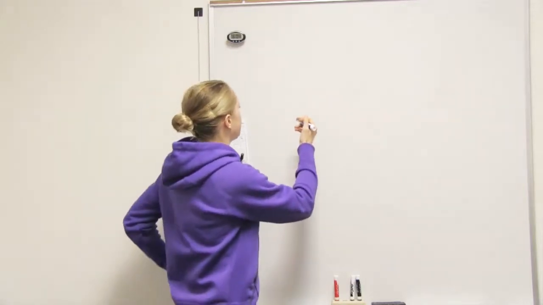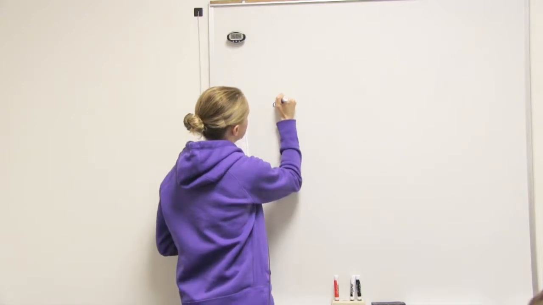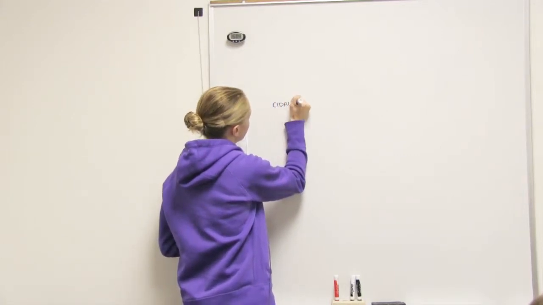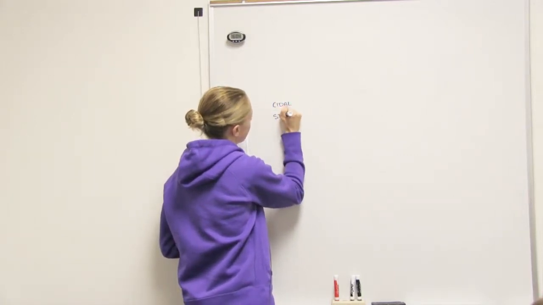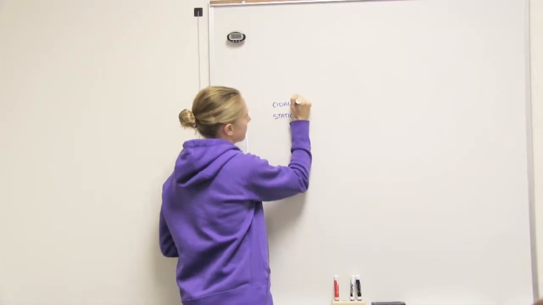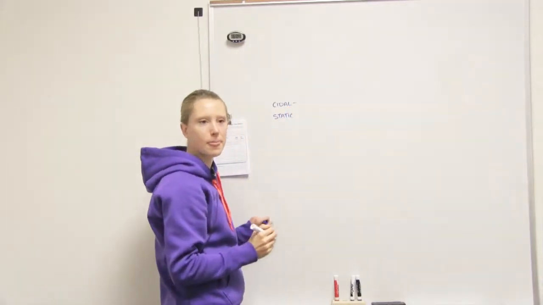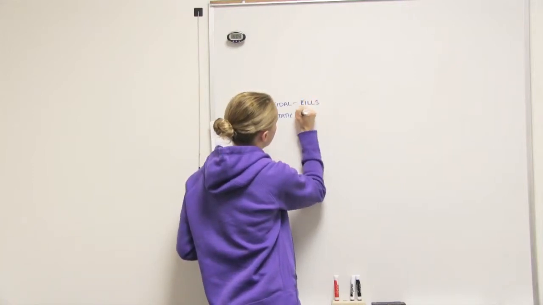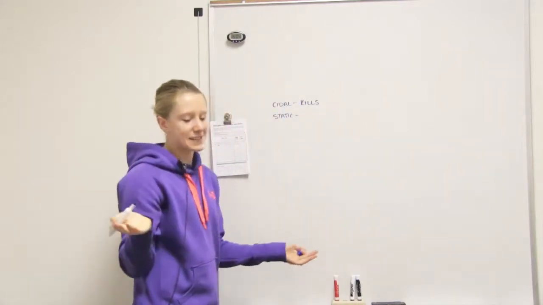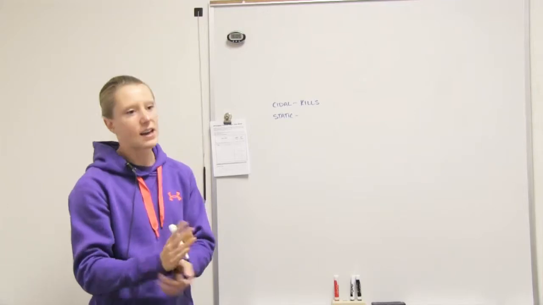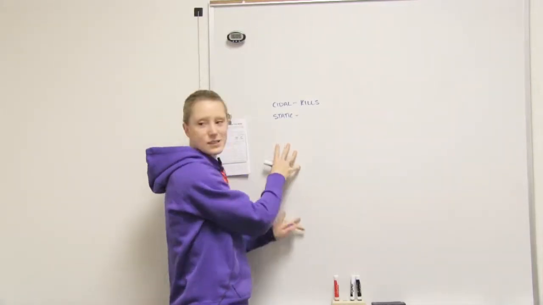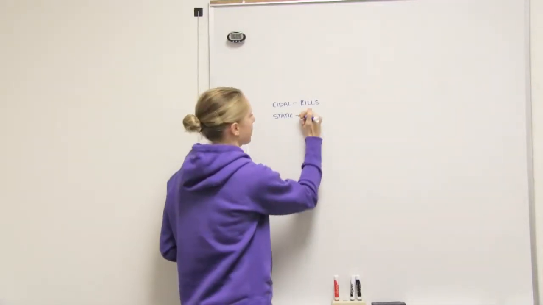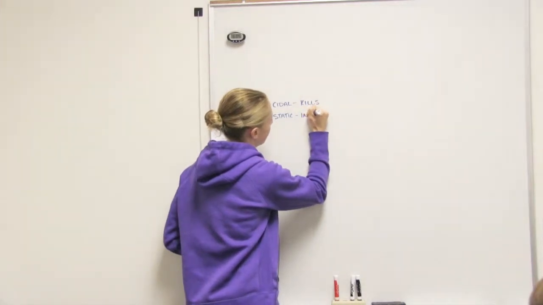Okay? So there is cidal or static. What does cidal mean? Kills. Yeah, kills. Immediately. Well, not the second, but it's going to kill it. All right? Where static is what? Stopping growth. Yeah, static, inhibiting growth.